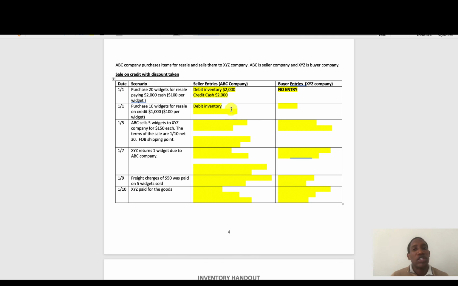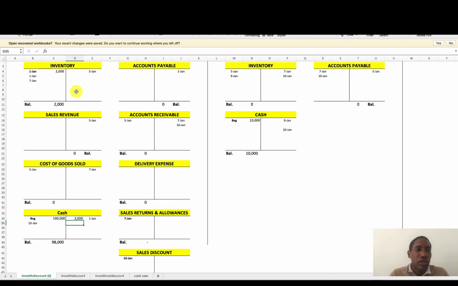And then what do you think the credit is going to be? This is going to be a debit for 1,000. Okay, what am I going to credit? Am I going to credit cash? No, I'm not, right? I'm going to owe for this, so I'm going to credit accounts payable for 1,000 bucks. And I'm going to go over here and put in inventory for 1,000. You'll see I already have the dates in, okay? And I'm not crediting cash, I'm going over here and I'm going to credit accounts payable for 1,000.